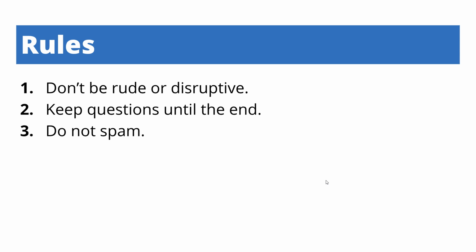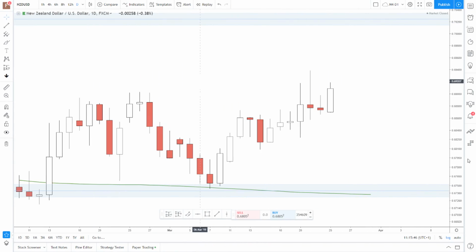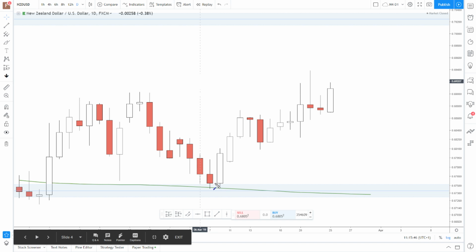Because support resistance areas, they're essentially like walls or barriers. Here's an example. Take a look at this New Zealand USD chart. This is a very recent chart, New Zealand USD from last week. Now, if you look here, it looks like price is trending up here.